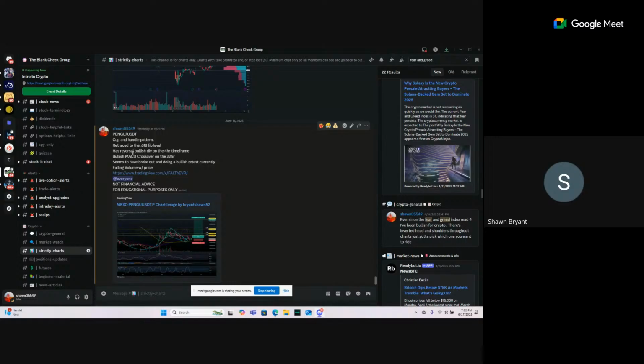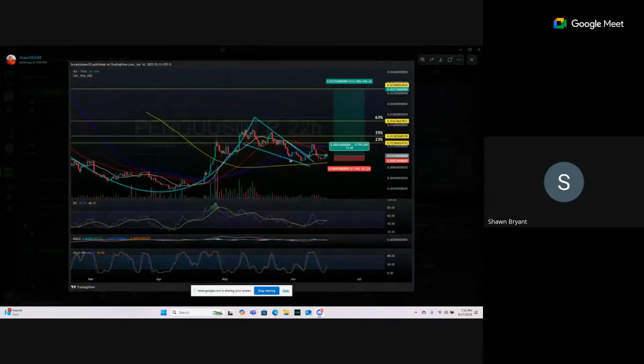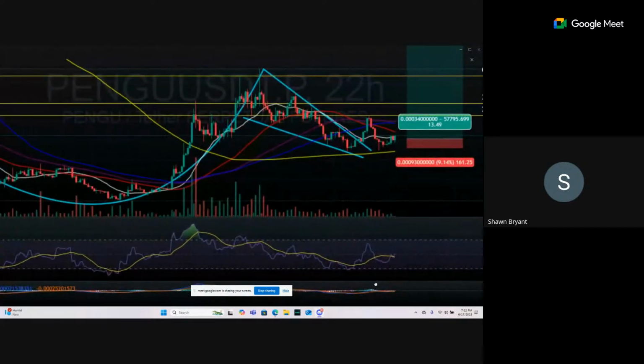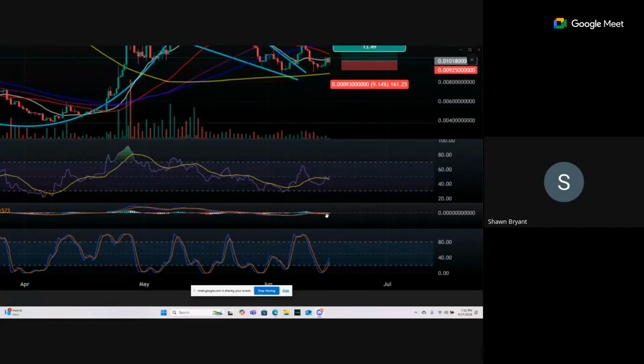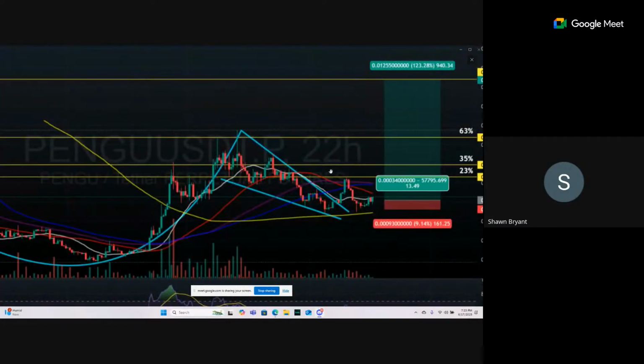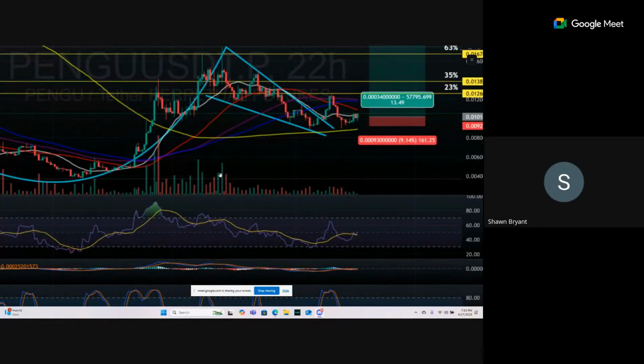We also had a reversal bullish divergence on the 4-hour time frame. We also had a MACD crossover on a 22-hour time frame. And it seems to have broken out and is doing a bullish retest currently. Breakout, bullish retest currently. You can see that right here. You can kind of see that we went from pink to green, getting that bullish crossover on a 22-hour. We have falling price with falling volume.